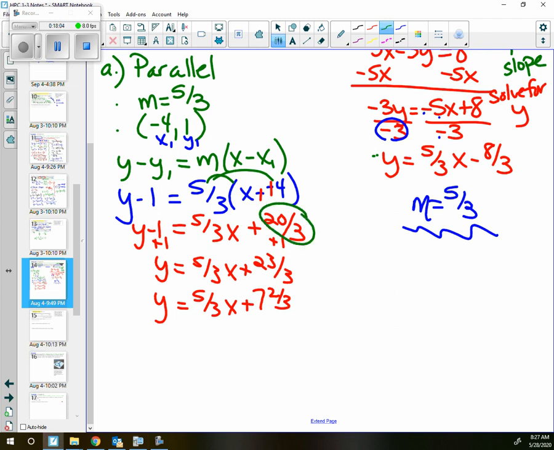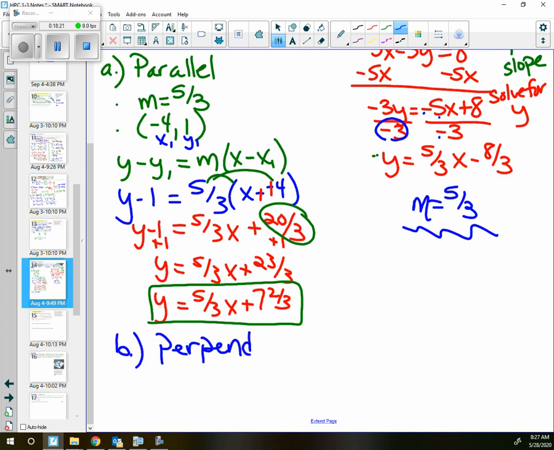Just be careful, it's not an exact decimal, so don't do decimal. Add the 1, we get 23/3 or 7 2/3. So this is the line that is parallel to the line that we had. All right, so let's take a look at what the second relationship is that they want us to do. They want us to do perpendicular.